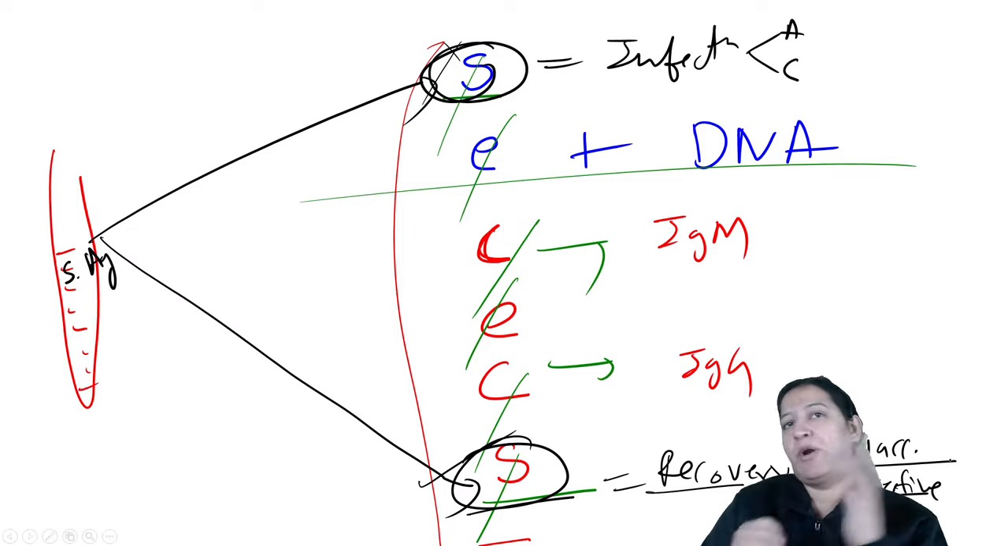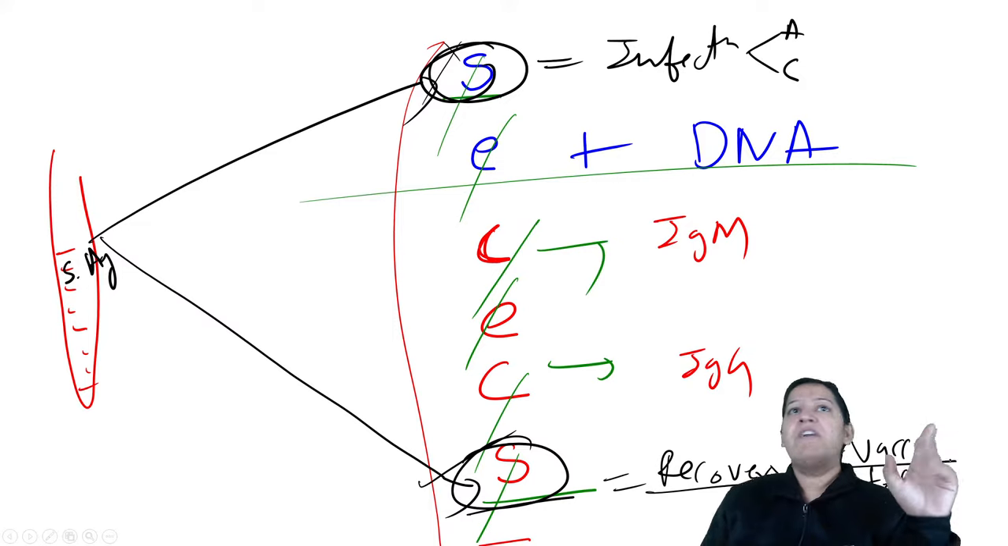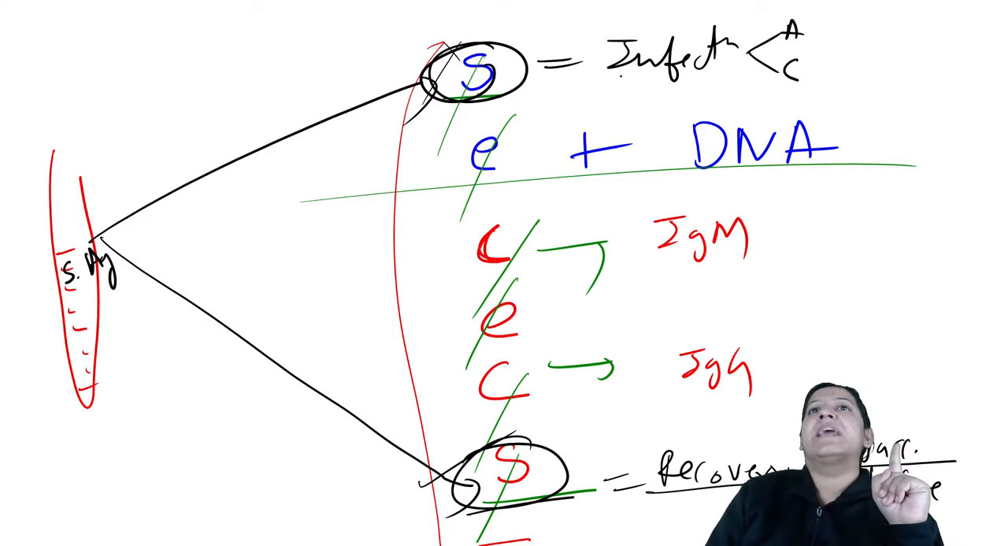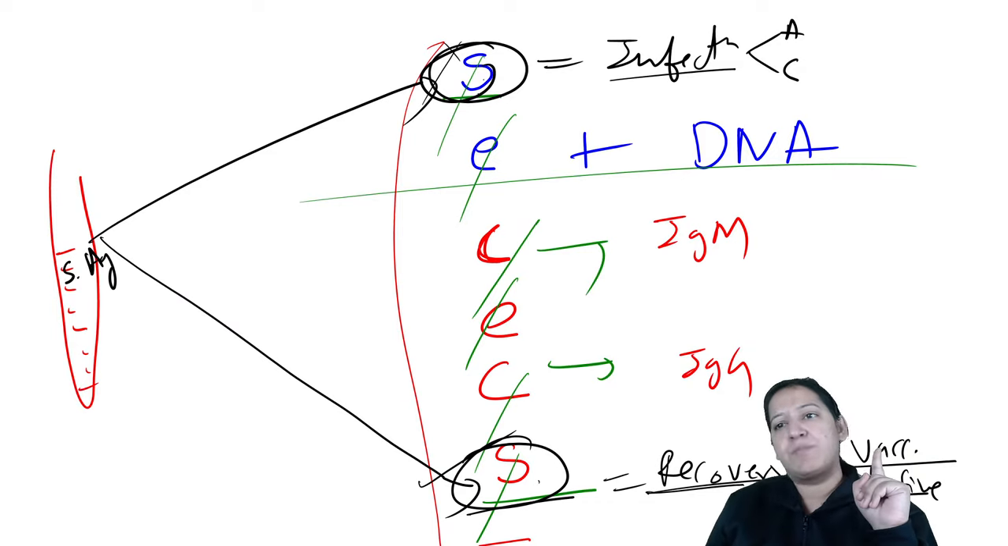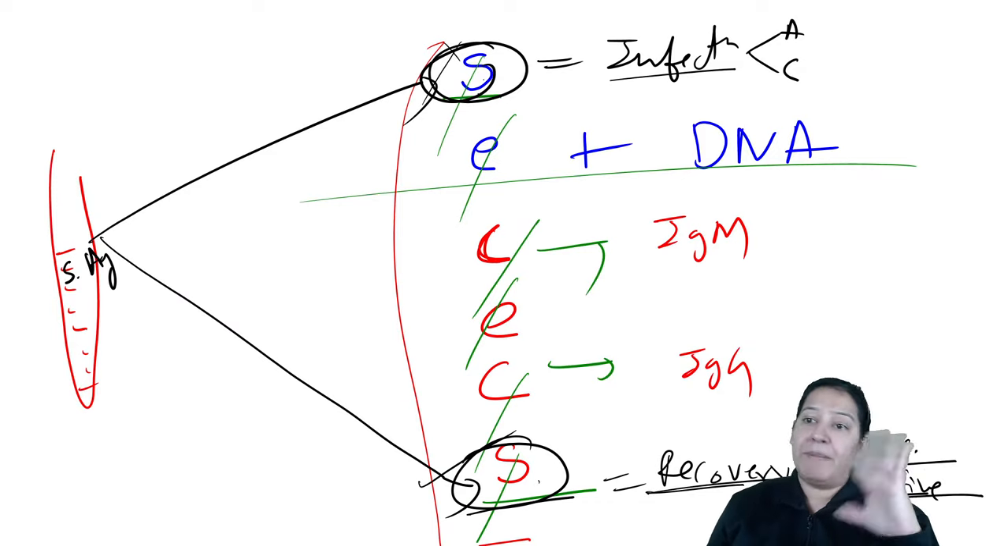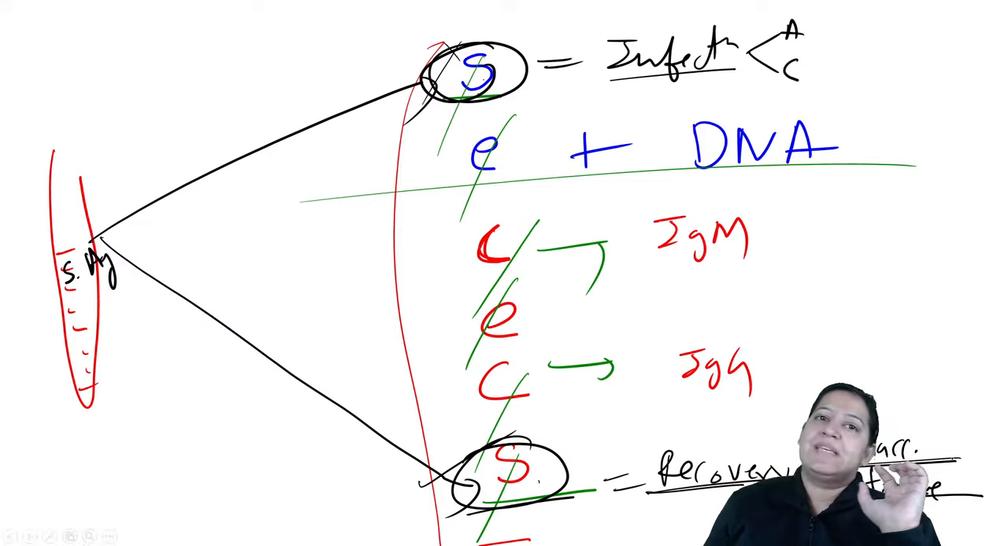That is the significance of S antibody. So S is done. If S antigen is present, it indicates infection. If S antibody is present, it indicates recovery. It indicates protection. The person is protected and it indicates vaccination. More is the titer, more is the protection. Give me a thumbs up.